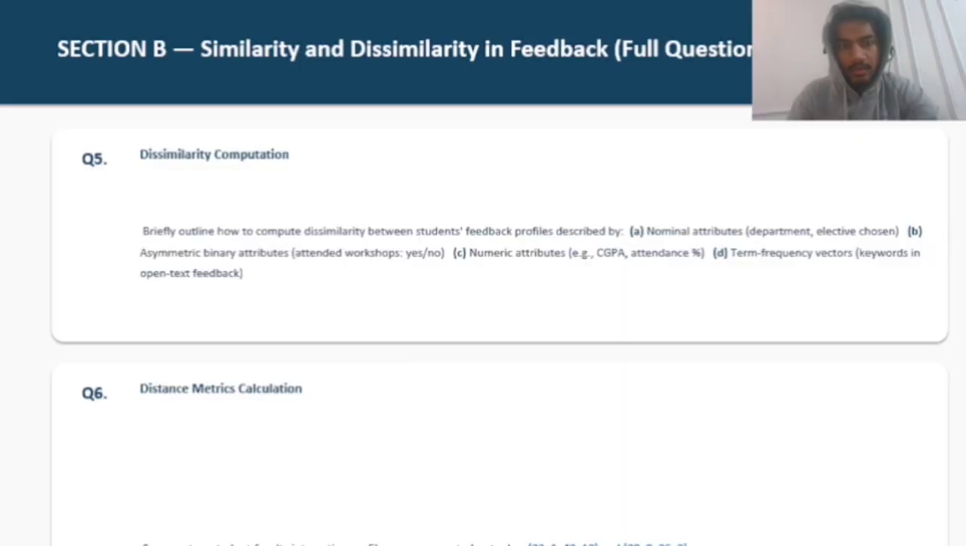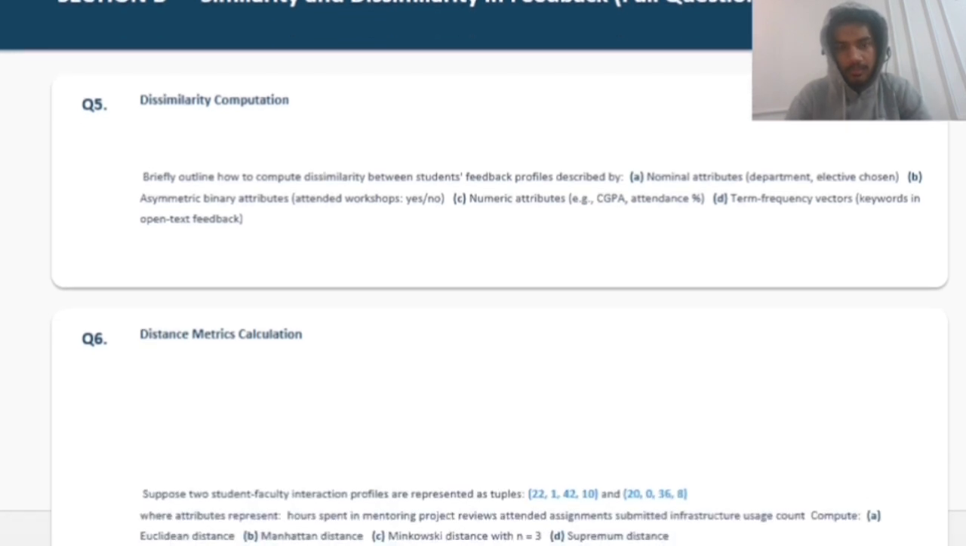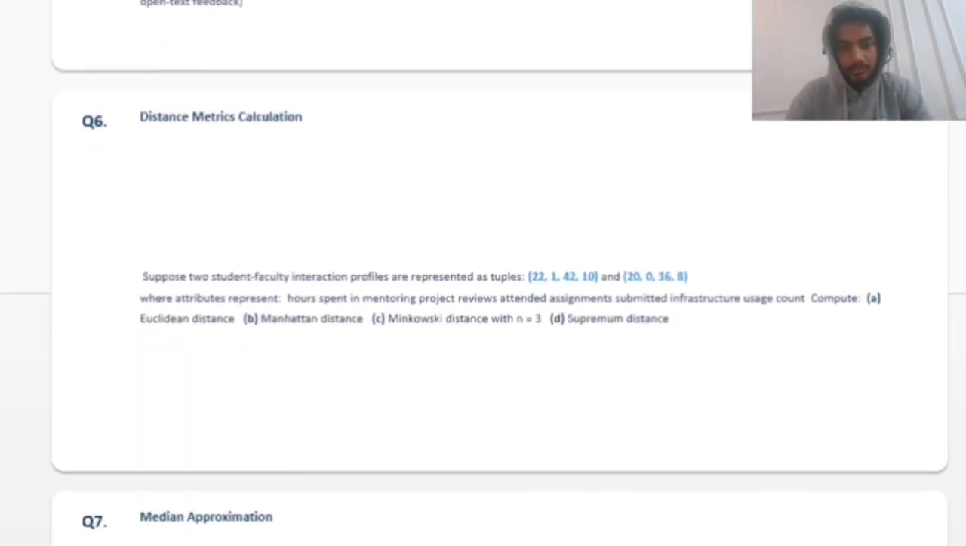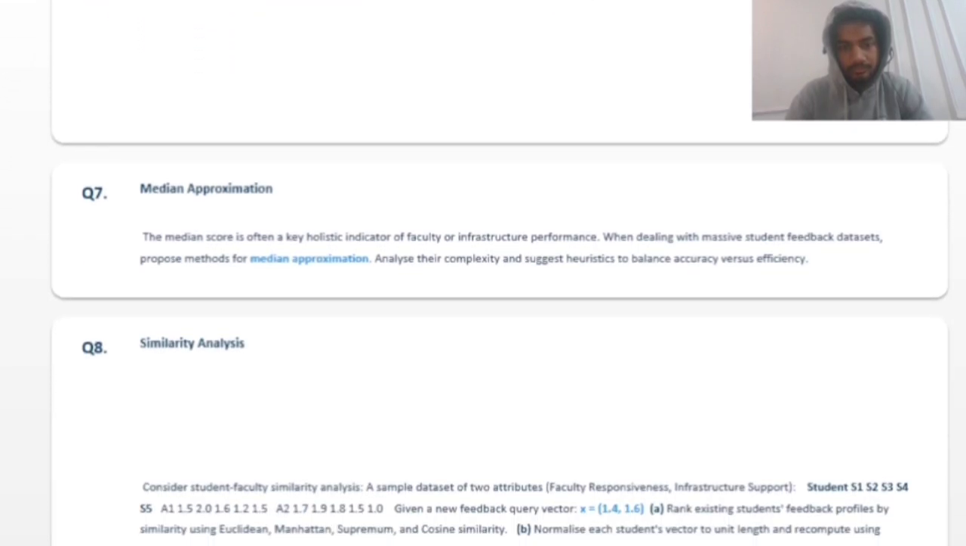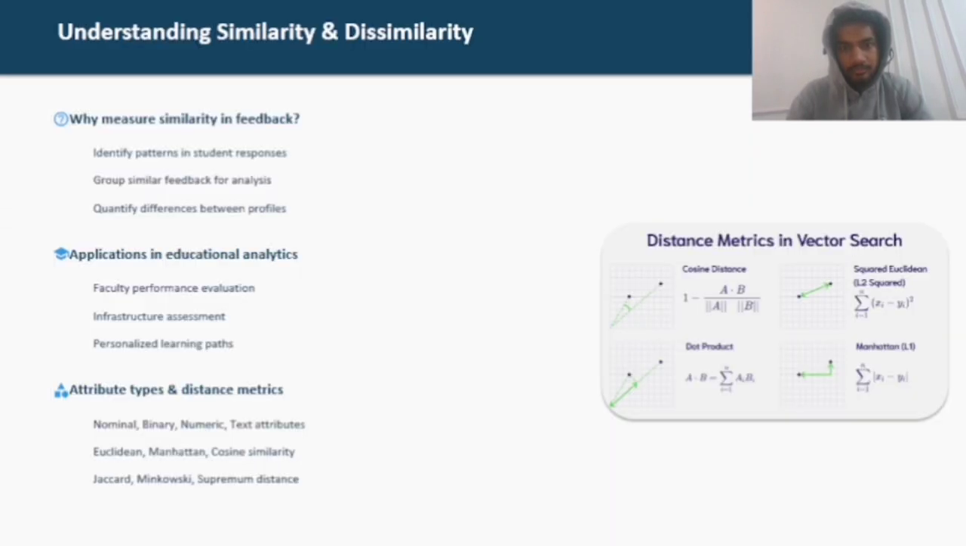So these are our questions from 5 number to 8 number. You can read this slide to understand what we will learn in our today's video.